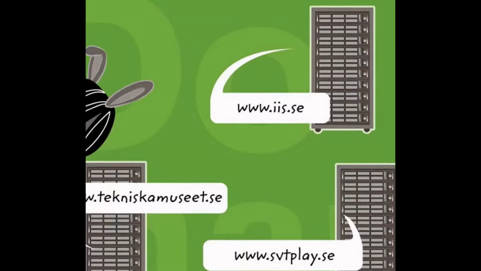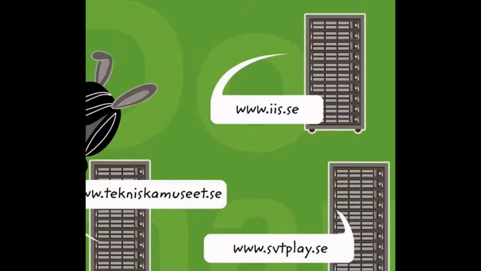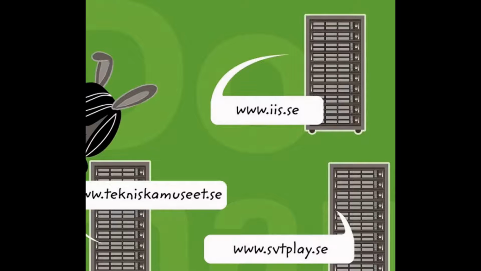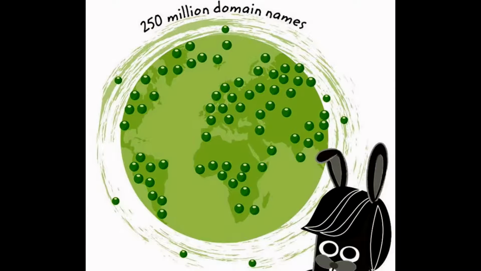Addresses on the internet can be short, like iis.se, or long, like www.techniskamuseet.se. An address with letters instead of numbers is called a domain name. It is the servers that have domain names, not the computer, mobile, or tablet. There are around 250 million domain names in the world. In other words, there is unbelievably much to discover on the internet.